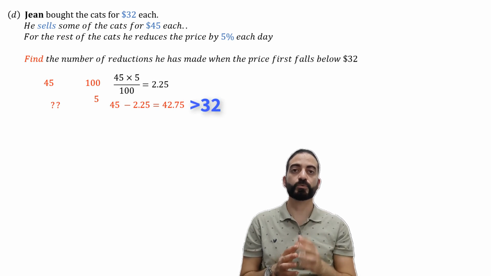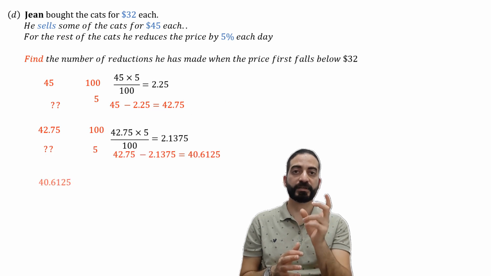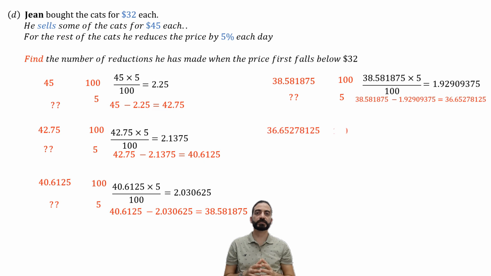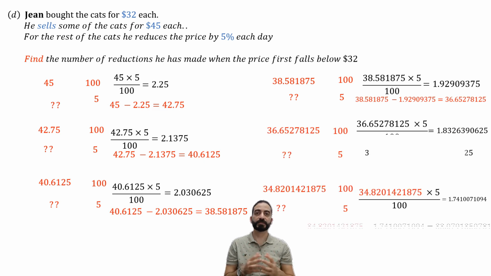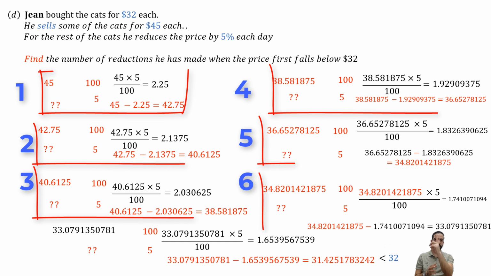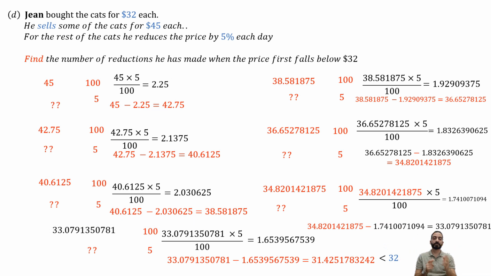We must repeat this process to obtain an answer that is smaller than $32. As we notice, we repeat this process to finally obtain an answer that is smaller than $32. Now we count how many times we performed this operation. As we can see, we performed this operation 7 times. This means that the number of reductions is 7.